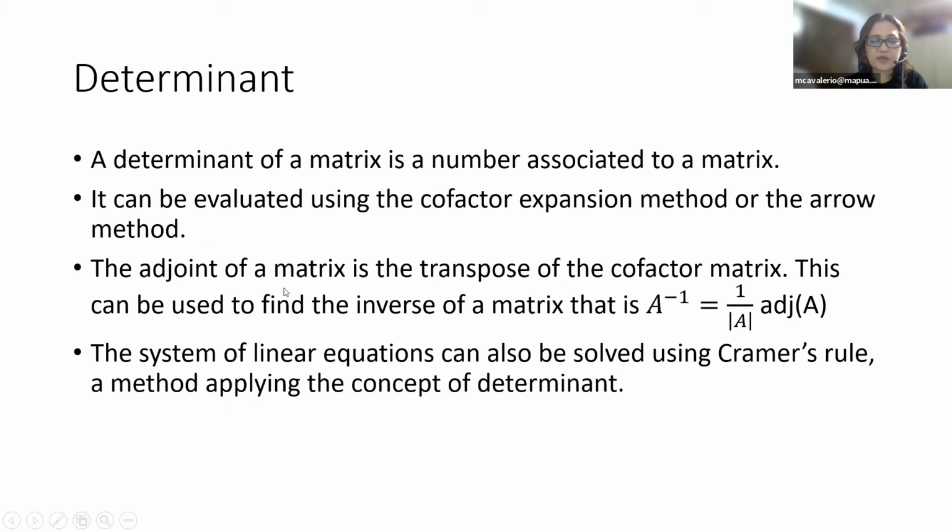The adjoint of a matrix is the transpose of the cofactor matrix, which can be used to find the inverse of a matrix. That is, the inverse of A is equivalent to 1 over the determinant of A times the adjoint of A. The system of linear equation can also be solved using Cramer's rule, which is an application of the concept of determinant.